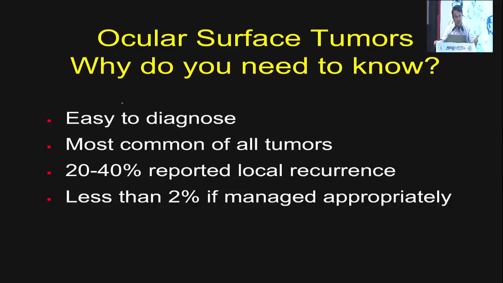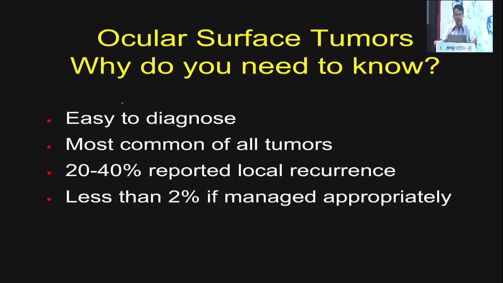These are the most common of ocular surface tumors, most common of all tumors. In fact, if you look at all intraocular tumors, orbital tumors, eyelid tumors, etc., or have a data collection of all the tumors that you can get in the eye, ocular surface tumors comprise about 50 to 60% of all tumors. So they are most common. But the most important aspect here is that 50% in adults can be malignant, and of these, 20 to 40% have reported local tumor recurrence.